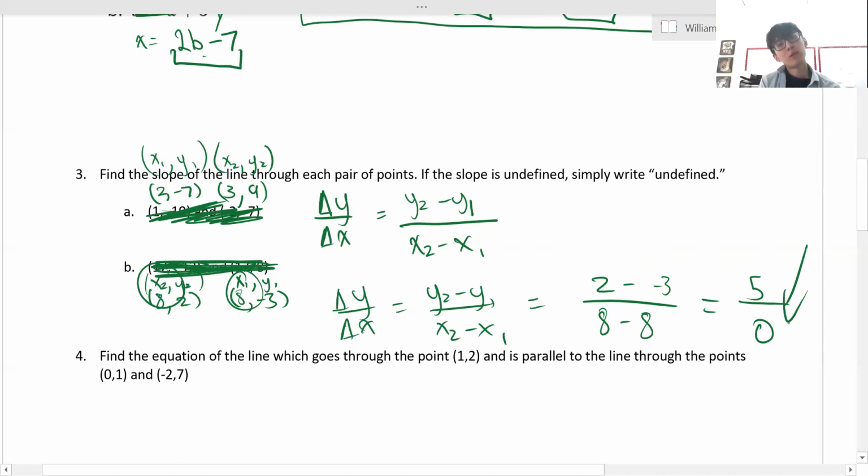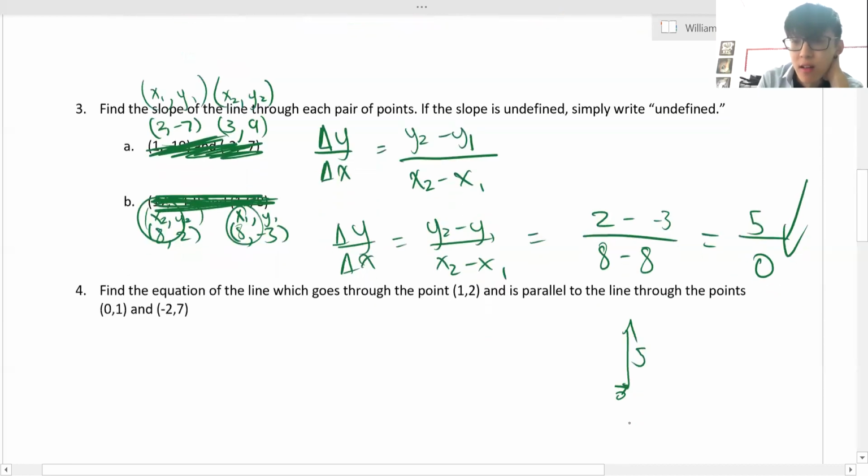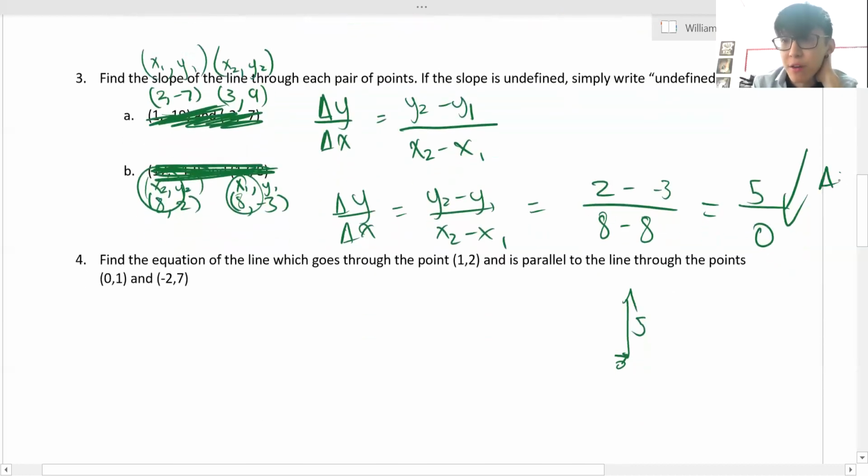What happens when I'm dividing by 0, and that's my slope? That means my slope is undefined, right? You can think of it as I go over 0 and I go up 5, right? Because that's the change in y over the change in x. But my question is, what does it mean to go over 0? That doesn't make any sense, right? I can't go 0 units in the x direction.